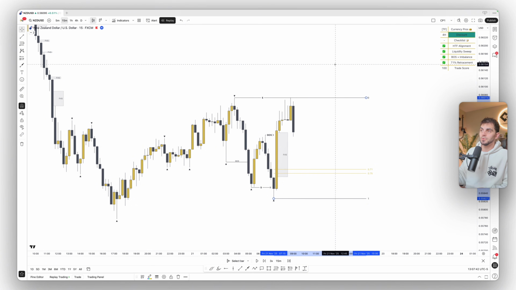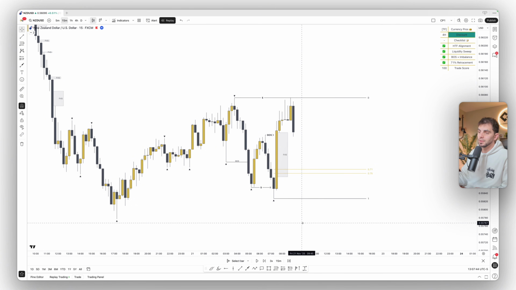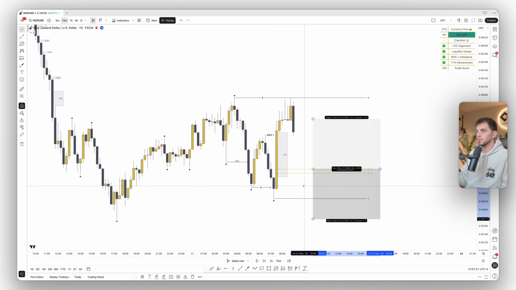So now that the Fib tool is all set up, I can then click the long position tool on TradingView and place my entry at the 71%. You simply hover over the line and click it.